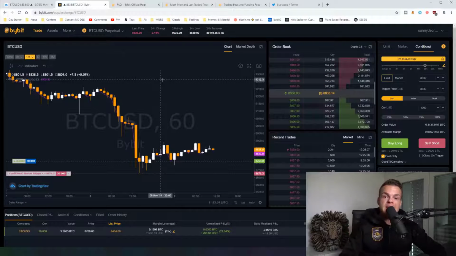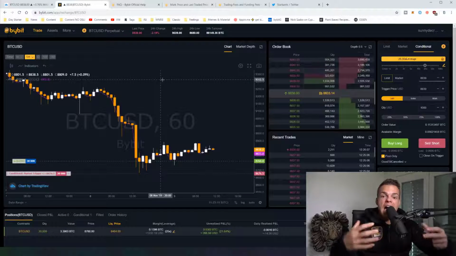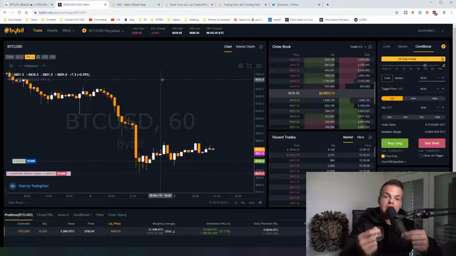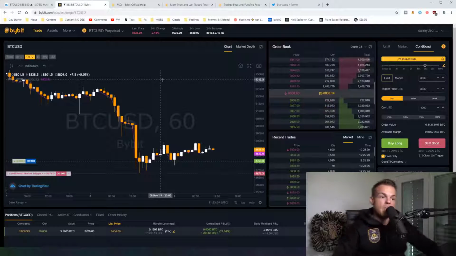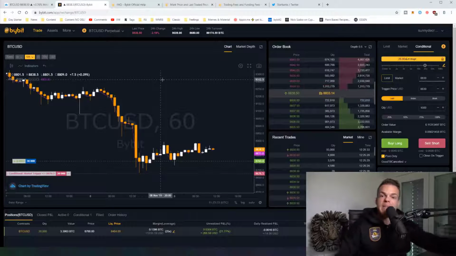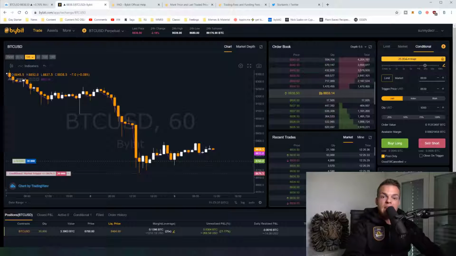Leverage means that you can actually trade a higher volume than you actually have. Let's say, for example, you want to bet on the price of Bitcoin with 1 Bitcoin. You send 1 Bitcoin to Bybit exchange. You can set up a 10x leverage. That means you're actively trading 10 Bitcoin.